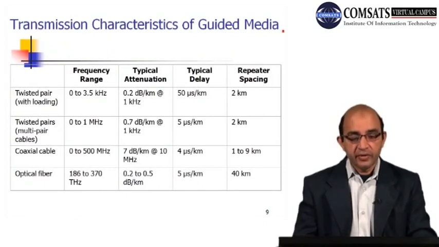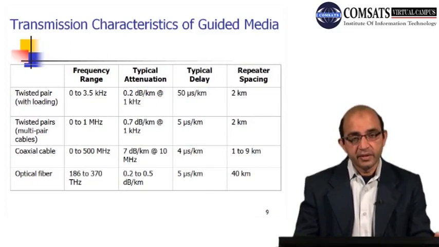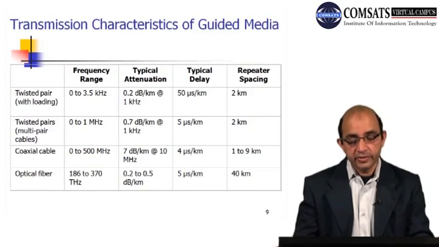Here we have summed up the characteristics of guided media. You can see that we have mentioned the frequency range, the attenuation, and the delay, because these are important factors, and one of the most important factors is the repeater spacing. Whenever we transmit a signal for longer distances, we need repeaters in between. So after how much distance do we need a repeater for a certain transmission media?